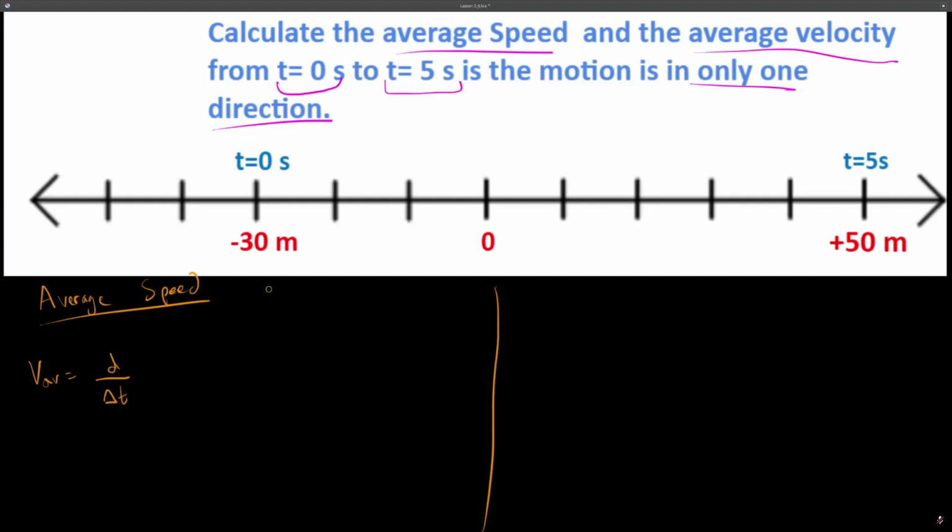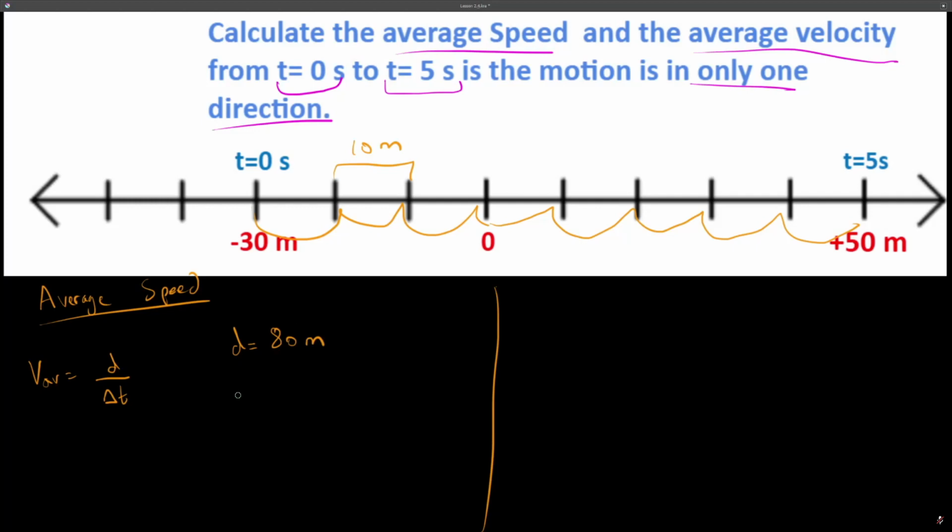So let's list what we have. We have distance, which was, we start from t0, so we start counting from here. 1, 2, 3, 4, 5, 6, 7, 8. Seeing as one unit is 10 meters, that's 8 times 10. So the distance is equal to 80 meters.